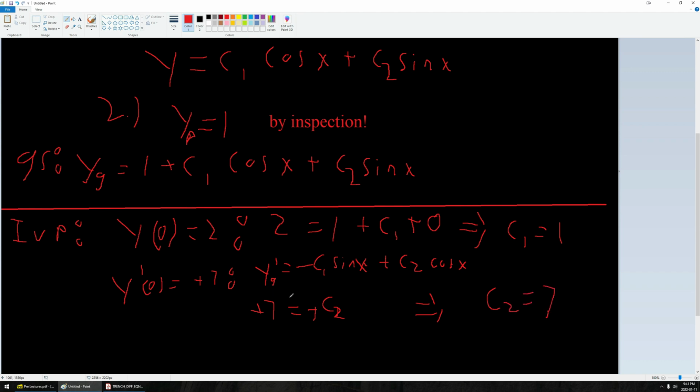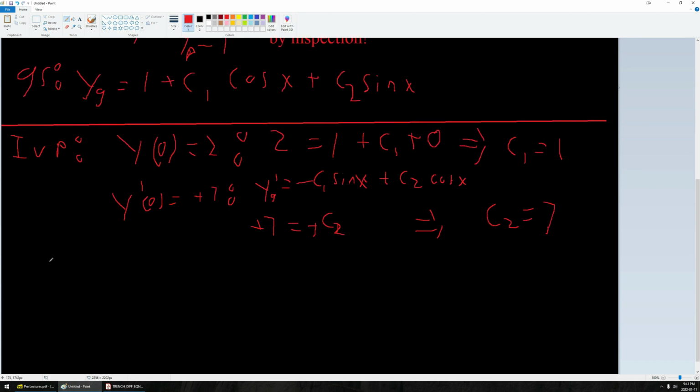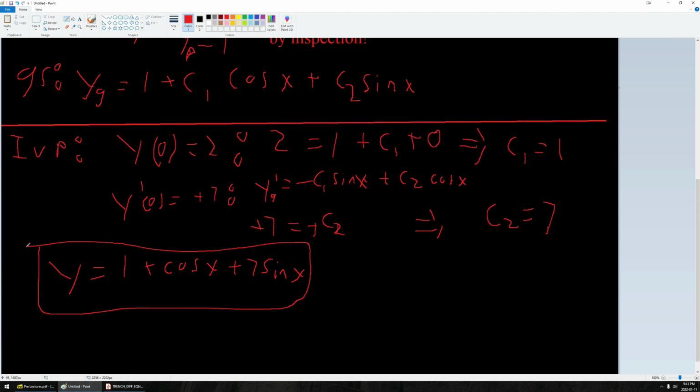So my oopsies with the negative signs was because I was looking at the solution on the other side to make sure I didn't screw anything up, and made an error with the negative 7. So here's the proper way to do it all the way through. If I take these and plug them in, the solution that I wanted is now y is equal to 1 plus cosine of x plus 7 sine of x. So there is my solution.